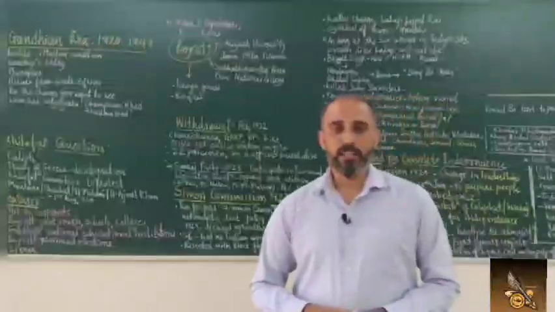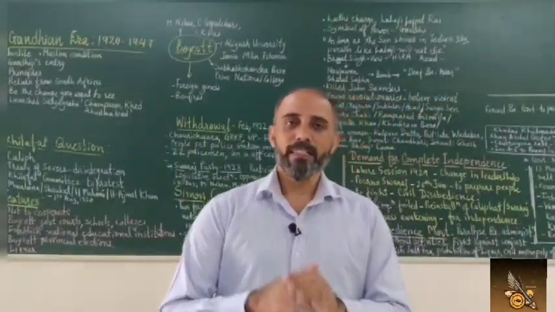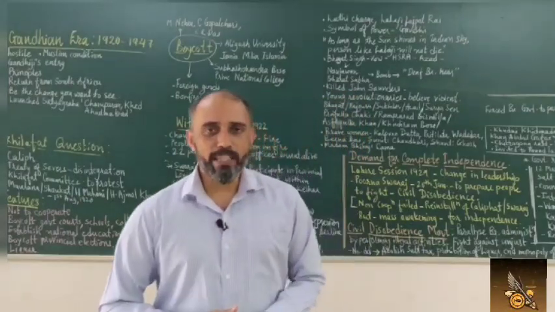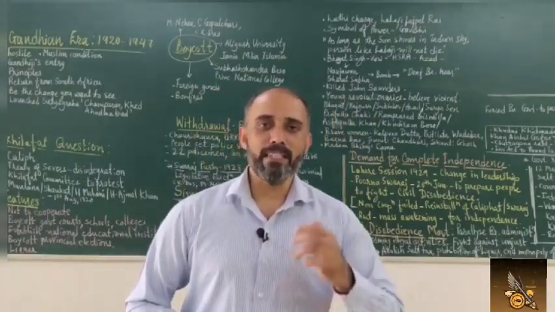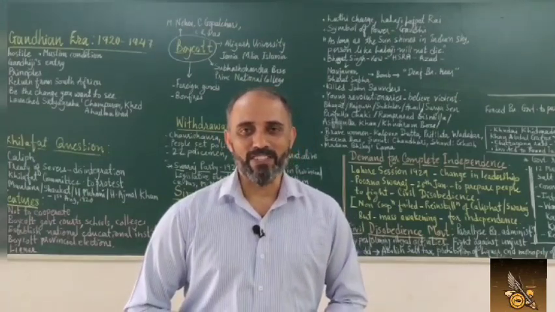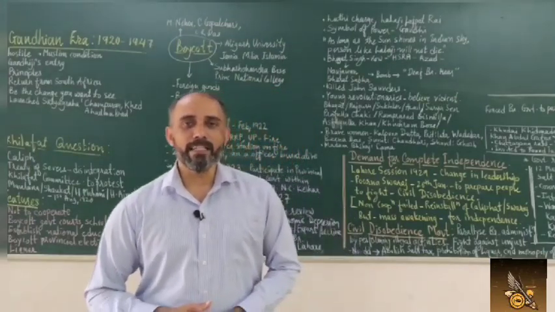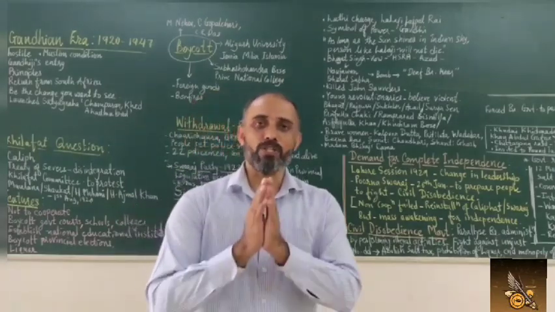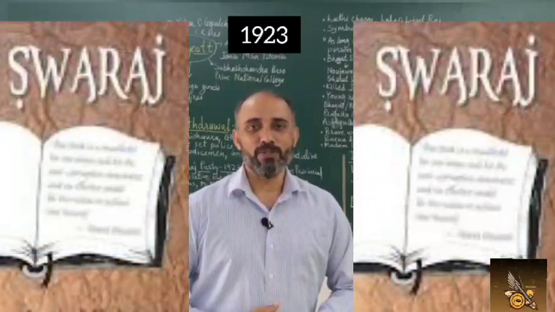Within the Indian National Congress, there was one group who believed that the Britishers should be opposed from within. And how is that possible? That is possible by participating in the provincial legislative elections. And that's why some Indian nationalists established a political party called the Swaraj Party in the year 1923.